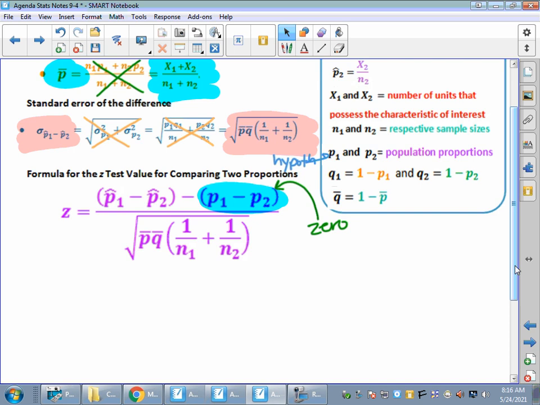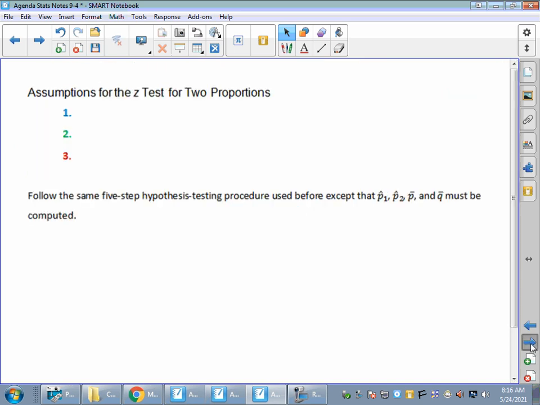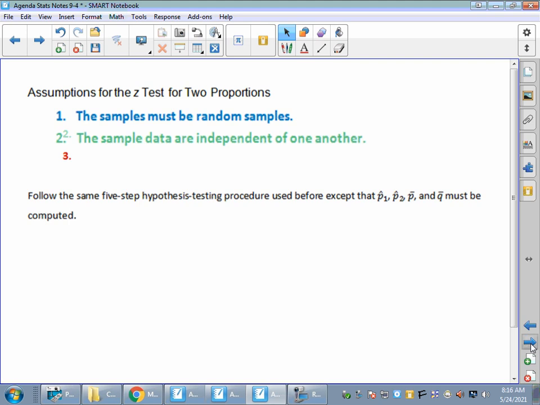First, let's talk about our assumptions that we have to make. Nobody likes making assumptions in math, but we have to in order to do our z-test for our two proportions. We must know that our samples are random, that they are independent, and, back to that binomial situation, n times p is greater than or equal to 5 and n times q is greater than or equal to 5. Hopefully that sounds a little familiar.